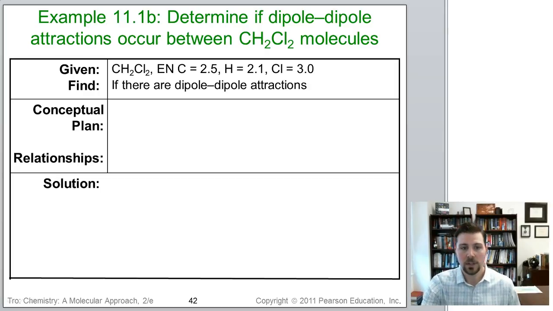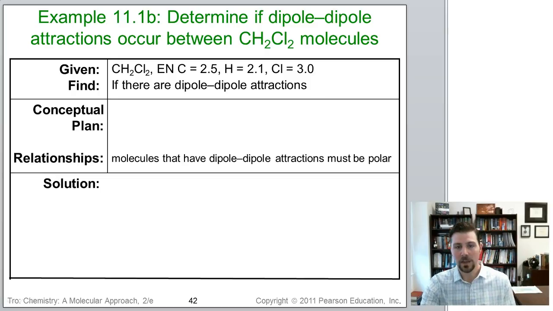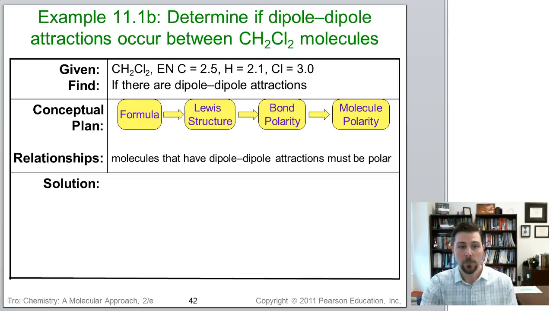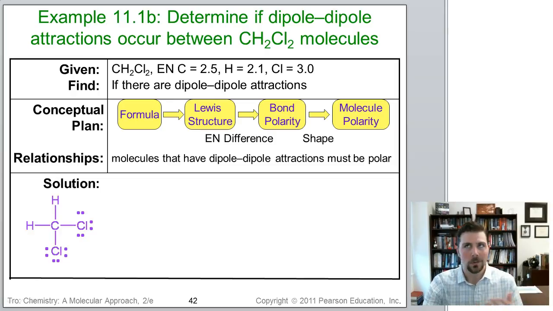So we want to find out if there's dipole-dipole attractions, and we know that means, is the molecule polar? So from that formula we're given, we'll have to draw the Lewis structure following all those rules. We'll have to figure out the bond polarity and then determine if the molecule itself is polar. So we've got to remember those three-dimensional shapes, or we just have to look them up in the book, right? So here's the Lewis dot structure for this molecule.